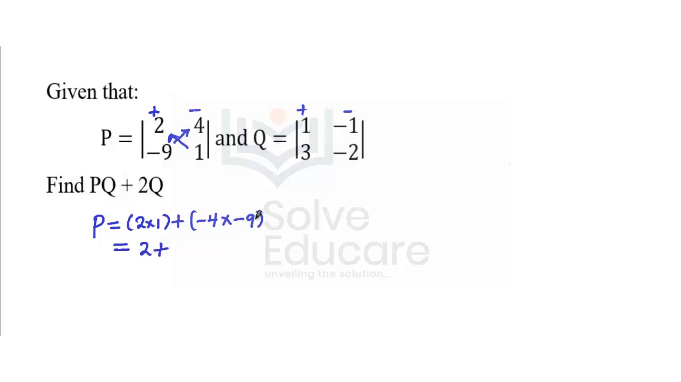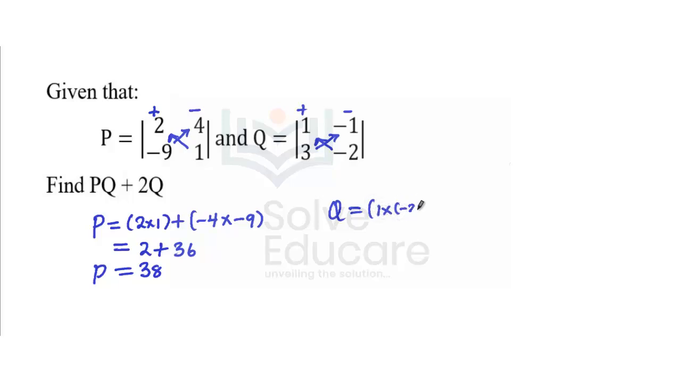So if we simplify, 2 times 1 is 2, plus negative 4 times negative 9. Negative times negative is positive, so 4 times 9 will give us 36. That's 2 plus 36, which will give us 38. So this is P. Similarly, we have Q. We also do the same thing with cross multiply. So this is 1 times negative 2.